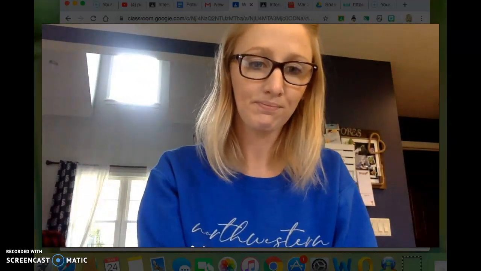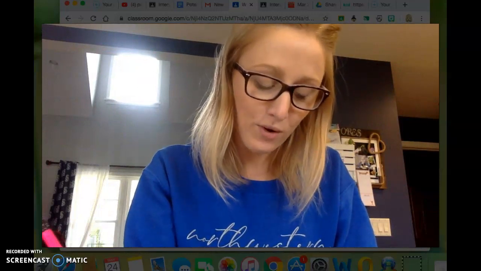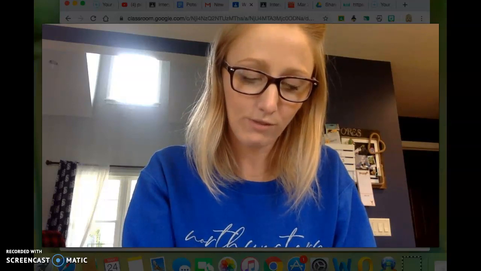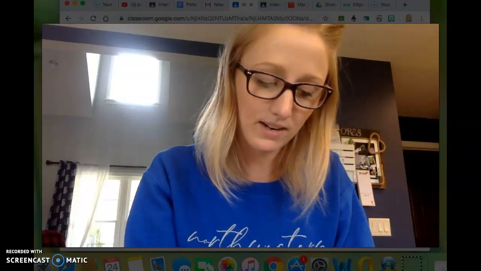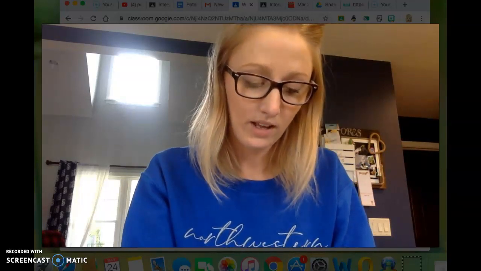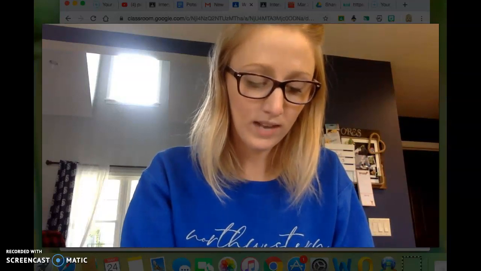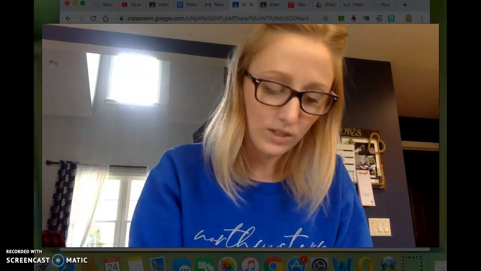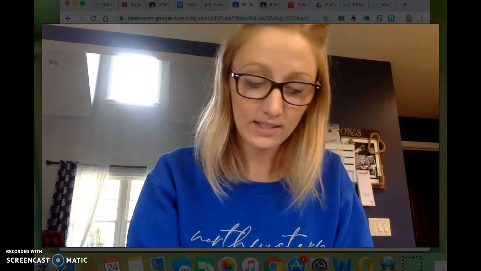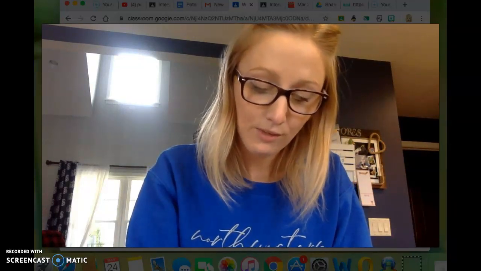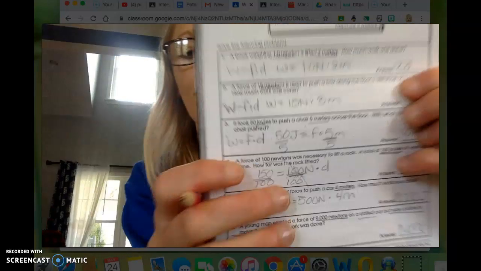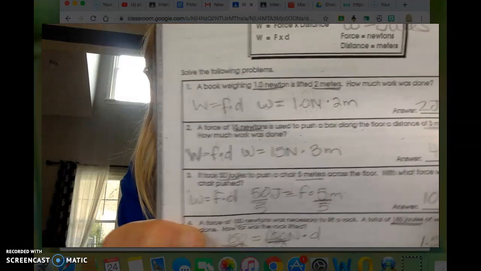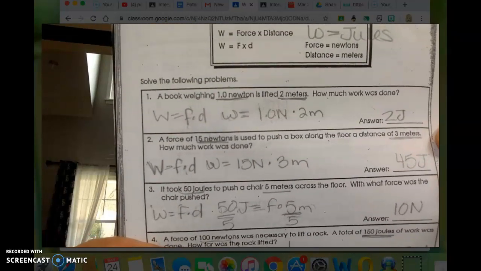Number 2, a force of 15 newtons is used to push a box along the floor a distance of 3 meters. How much work was done? Well, work equals force times distance. Write your equation down. Work equals 15 newtons times 3 meters. So we need to get 15 times 3. Once you punch that in your calculator, you should get 45 joules.